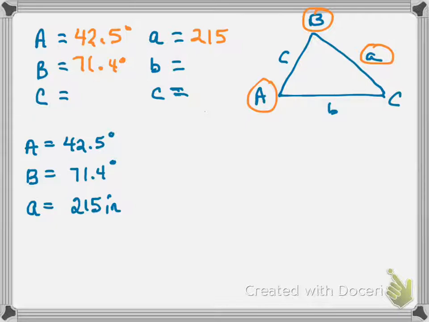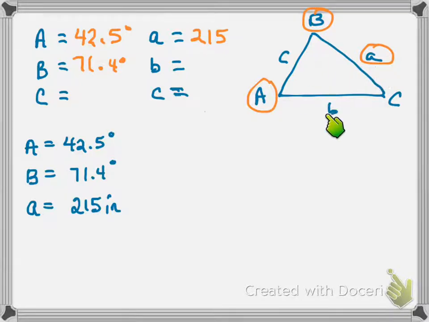So the first thing you want to ask yourself is, do we have a pair? Sure enough, I have a pair. I need to find these parts: angle C, side c, and lowercase b. You're finding all the missing parts. So, since I have a pair, that's your first indication you want to use law of sines.